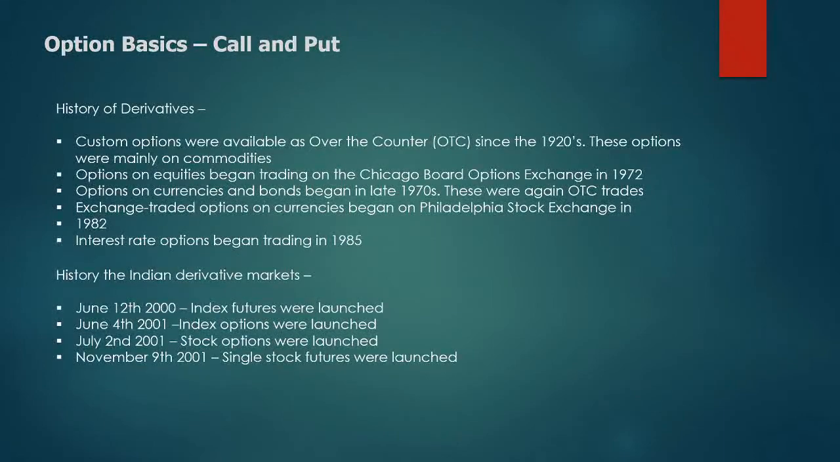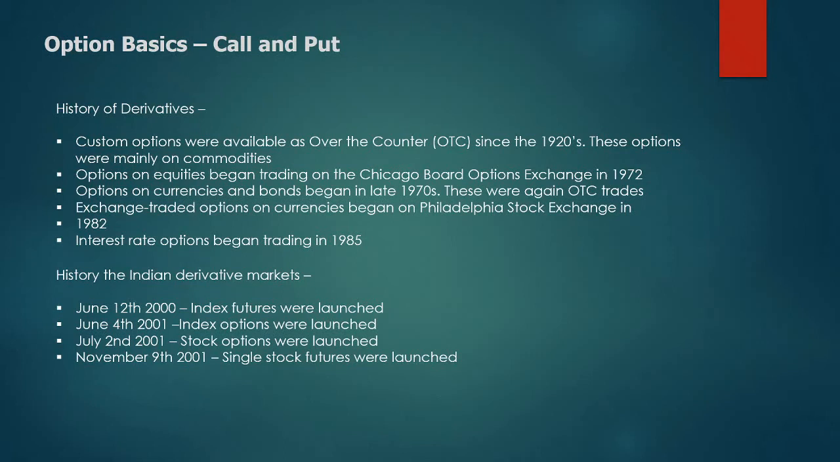Let's begin with the history of derivatives. On the slide I have mentioned the history of derivatives globally, but we will be mainly concerned with the history of the Indian derivative market. The first derivative introduced in India was index futures, launched on June 12, 2000. In 2001, immediately the next year, index options were also launched.